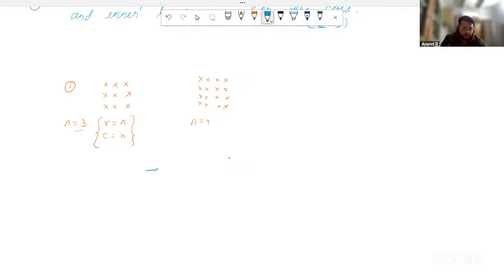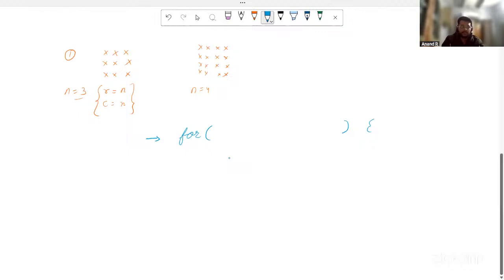Now, the first for loop will be for the number of rows. So can you tell me what should be the starting value of your for loop and what should be the last value? We are talking about the outer loop. Outer loop is for the number of rows. So what is the value of your first row? 1 to n. So can I say that I should go r equal to 1, r less than or equal to n, and r plus plus? Do you guys agree that this loop is going to execute n number of times? If n is 3, it will execute 3 times. If n is 4, it's going to execute 4 times.